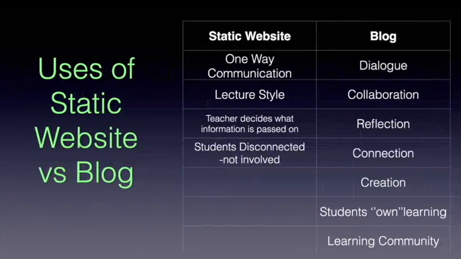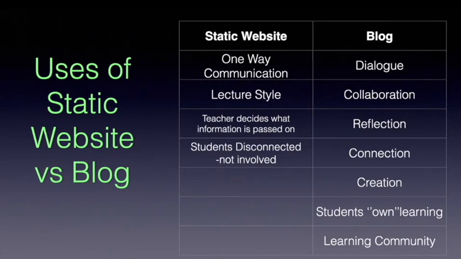Now, we saw the difference between a static website and a blog, but we have to understand what the uses of a static website and a blog are as well. So, what are the differences between the two? In a static website, there is only one-way communication, but in a blog, there is a kind of discussion, a kind of dialogue. A static website is a lecture style of teaching, because it is not that flexible and cannot be changed very often. So it is more of a lecture style, whereas a blog is more of a collaboration, reflection kind of space.